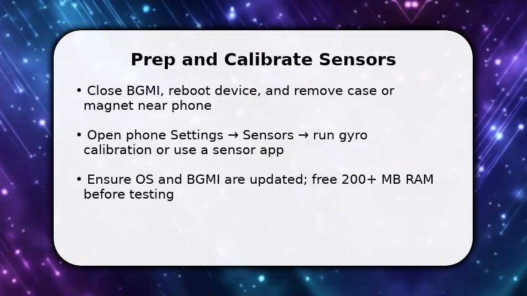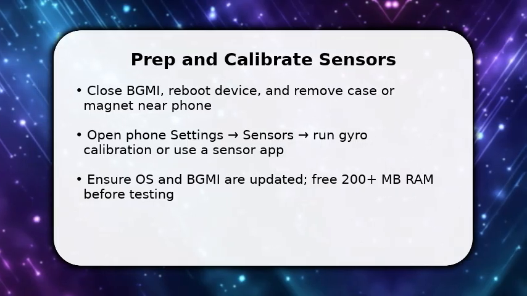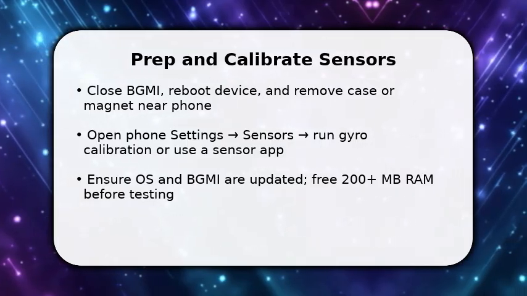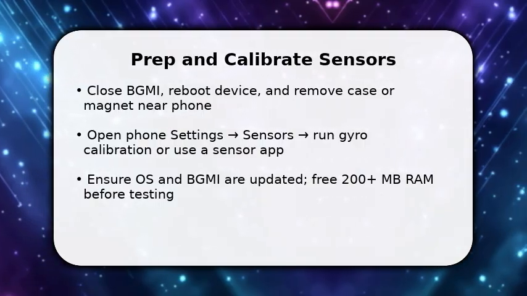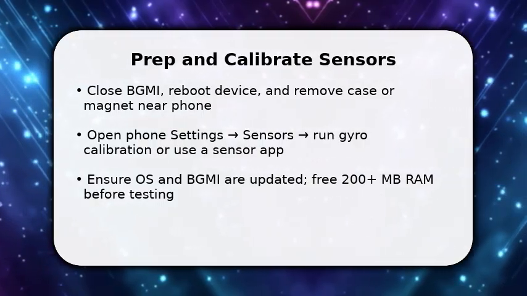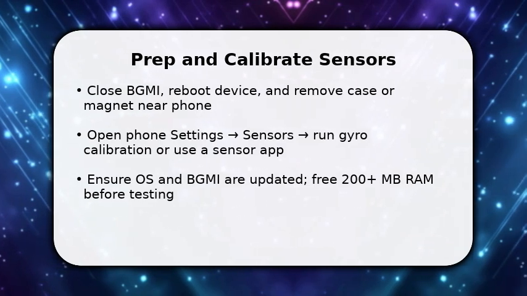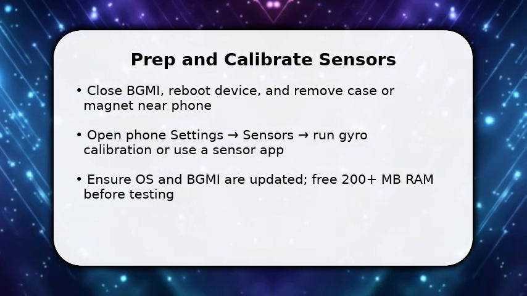Make sure the operating system and BGMI are updated so firmware fixes apply. Then clear app cache and free at least 200 megabytes of RAM. This prevents background processes from skewing sensor reads and gives you a clean baseline to test in-game.